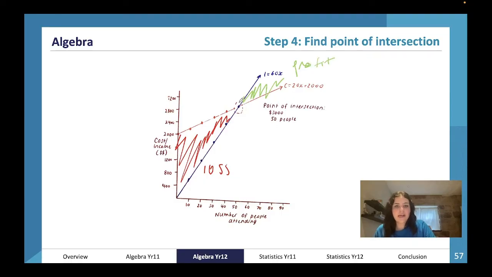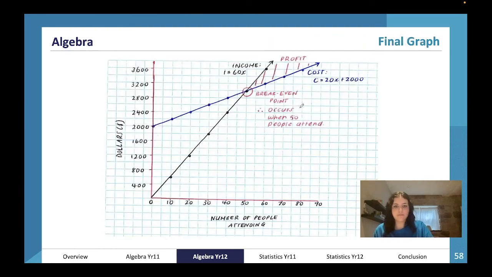So our break-even point is 50 people or $3,000. If 50 people attend, we will have spent exactly $3,000 and made exactly $3,000. Okay, so we can plot it out and say this is profit, this is income, cost. It occurs when 50 people attend.